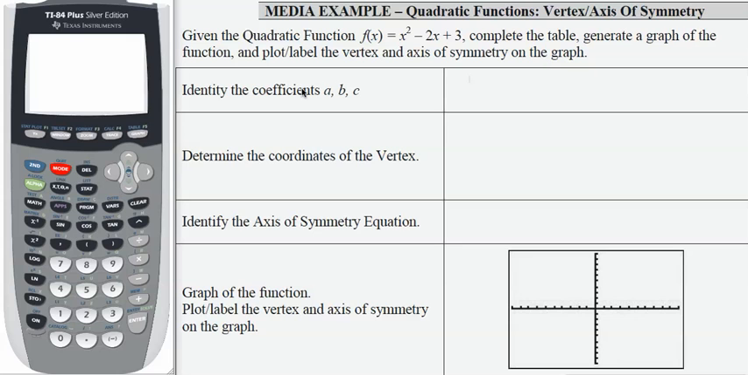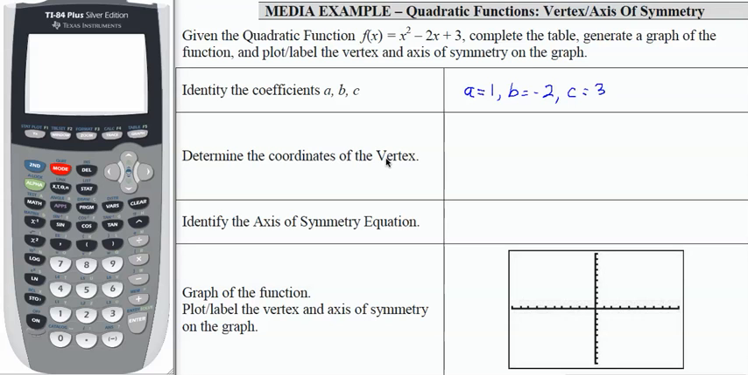Let's start by identifying the coefficients a, b, and c. And we know from previous work that a is 1, b is -2, and c is 3. So these are just the numbers in front of the variable terms and the constant term in the quadratic function.